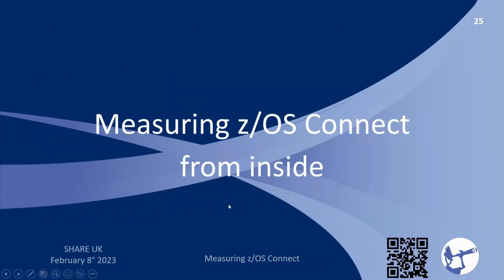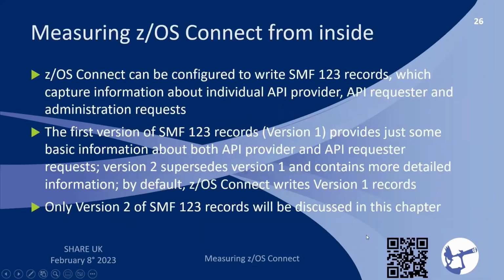So at this point, we see measuring zOS Connect from inside. And what does that mean? It means that zOS Connect can be configured to write a specific SMF record. This SMF record is the 123, and this will provide you more information about individual API provider, API requester, and administration requests.